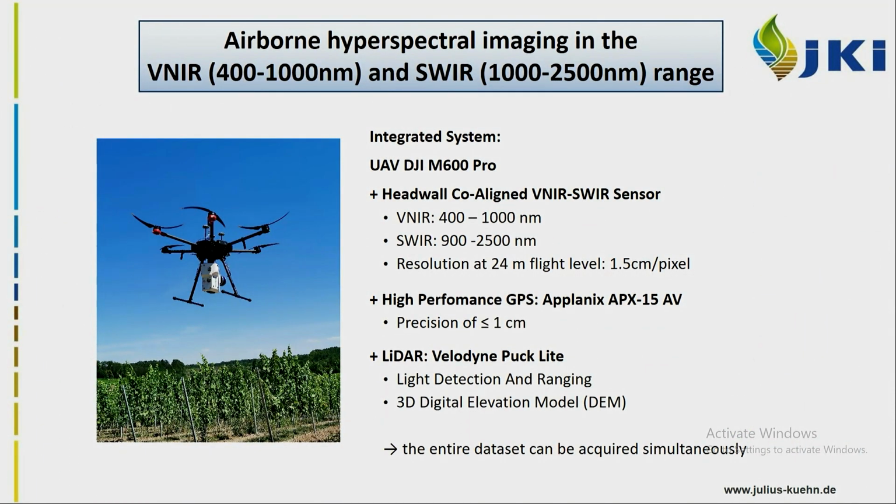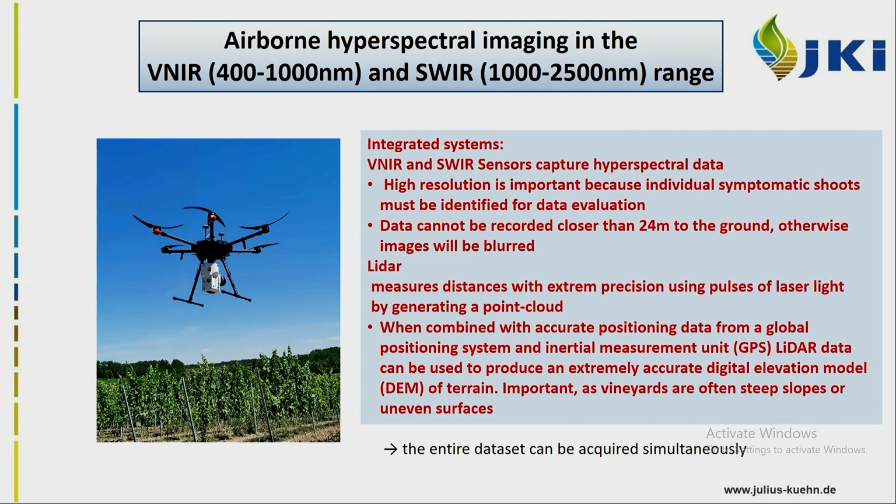For this, we are using a drone, and this drone is equipped with an integrated system composed of a Headwall Co-Aligned Sphere sensor, a high-performance GPS, and so-called LiDAR. What does this mean? This integrated system has sensors which capture hyperspectral data with a very high resolution, and this is important because the individual symptomatic shoots must be identified for data evaluation.